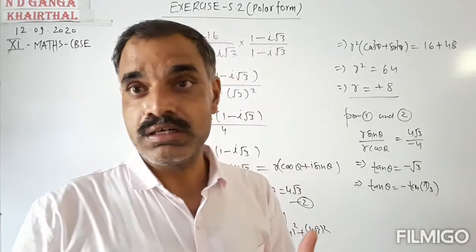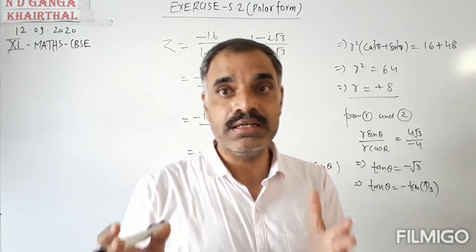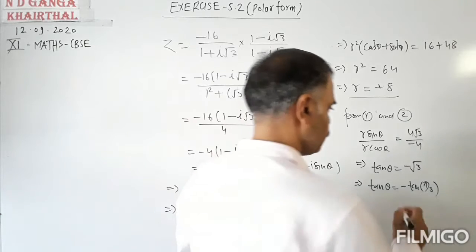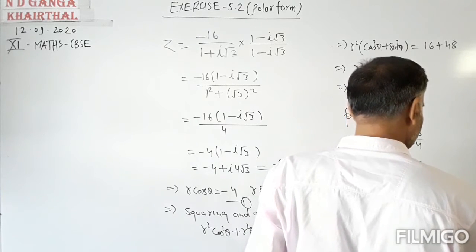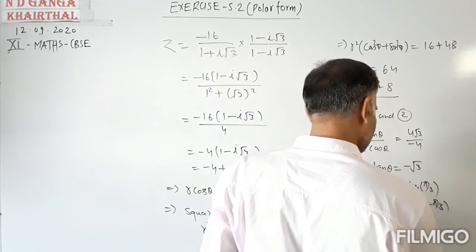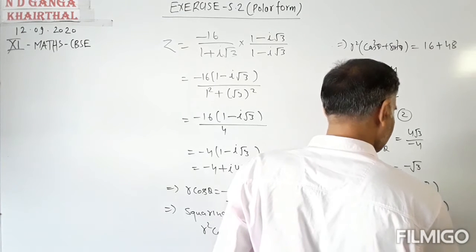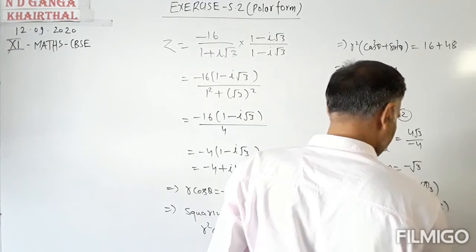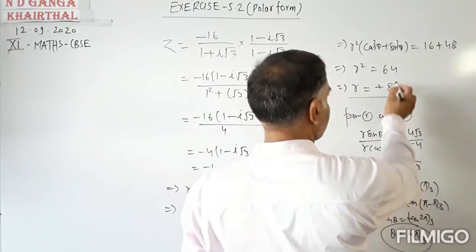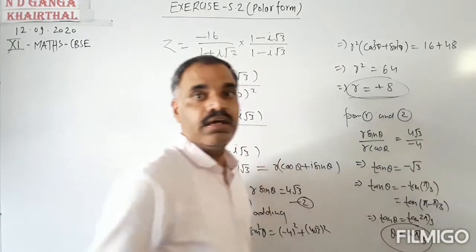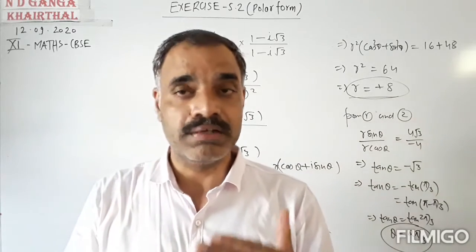Okay, and in the second quadrant the angle is pi minus theta. So this is equal to tan of pi minus pi by 3, that is, tan theta equals tan 2 pi by 3. So theta equals 2 pi upon 3. This one is the magnitude and this one is the amplitude, theta equal to 2 pi by 3.